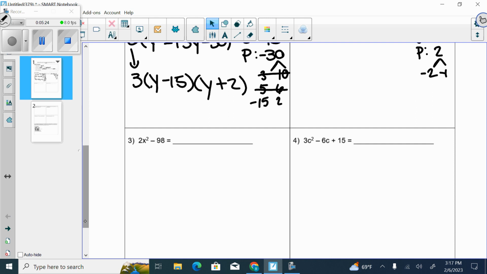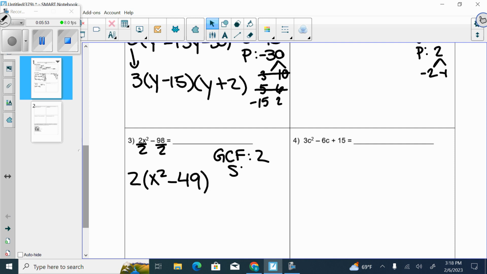All right, on number 3, first thing I look for, what's my GCF? Good. So I'm going to divide these. Okay, so I've got, what is 2 divided by 2? 1. So I just have 1x squared, or x squared, minus, what's 98 divided by 2? 49.